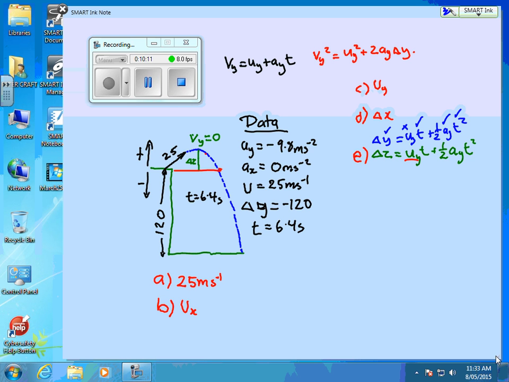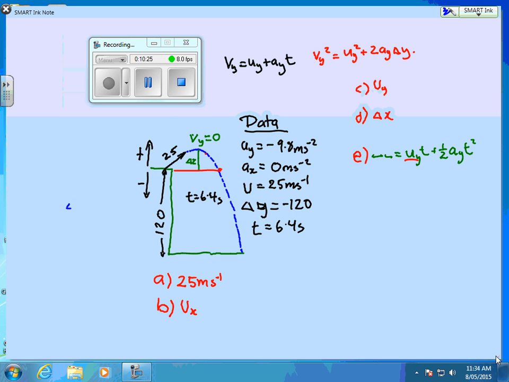So yes, I've only written UX because I can't answer it yet. I have to come back to it. Before I can do anything they ask me to do, I actually need to do a little bit of other mathematics using the delta y. Let's just move that over. So we saw that delta y equals uyt plus a half ayt squared.